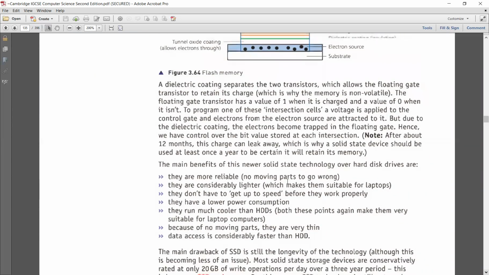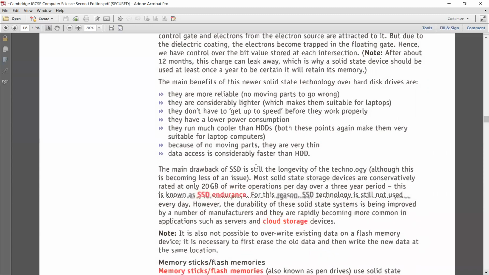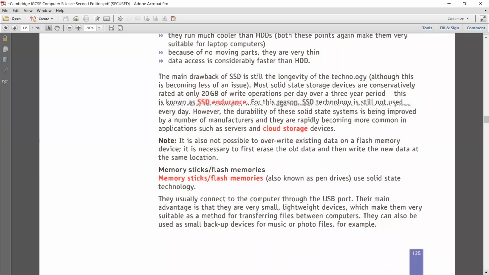Then you need to know the benefits of SSD over your hard drive. They are more reliable because no moving parts are being used, considerably lighter, they don't have to get up to speed to work, they have lower power consumption, they run much cooler, and because of no moving parts, they are very thin and data access is faster than your hard disk drive. Although the problem with SSD is your SSD endurance. The life is not very long, and that is a very big problem with SSDs, and that is why they are not used on the servers.